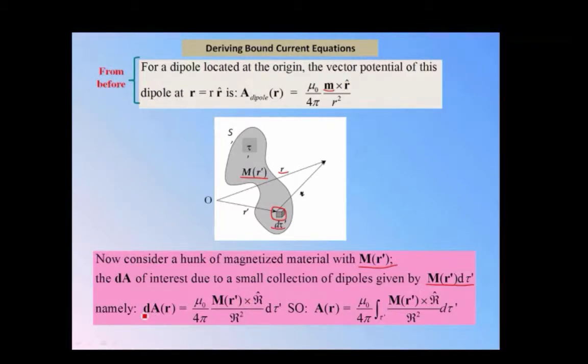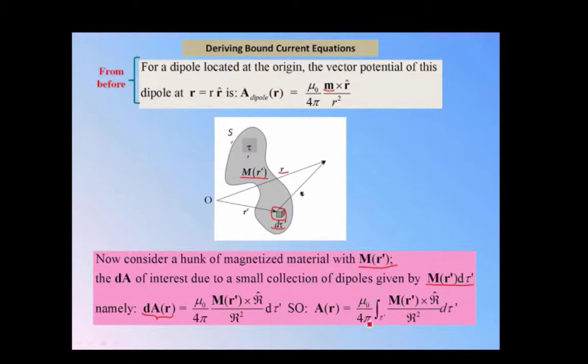And because we're only considering a d tau prime, this will be a differential of the vector potential. So again, it's mu 0 over 4 pi, and then this times this is the dipole moment, and then we cross it into funny r over r squared, because these are the vectors that describe the vector from the volume element to the field point. To get A, we just integrate this over the volume. So here it is right here.